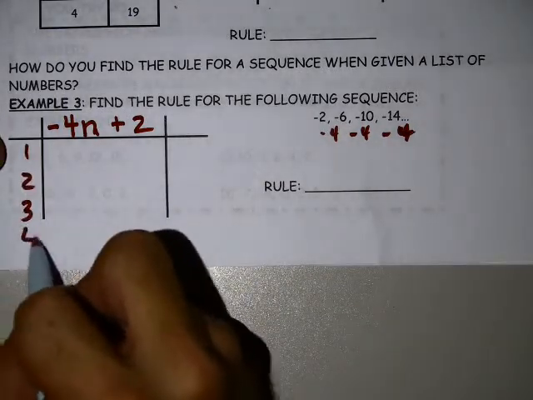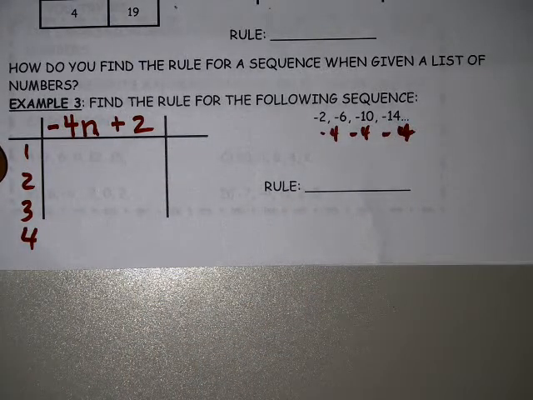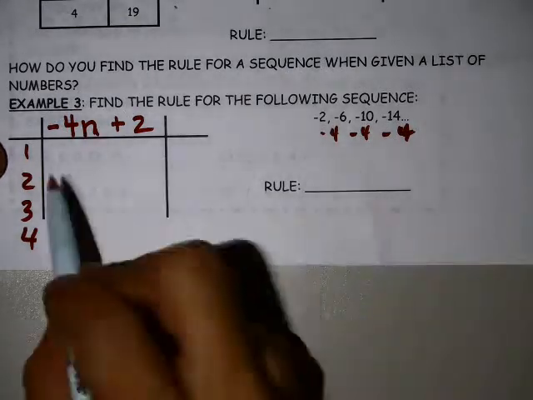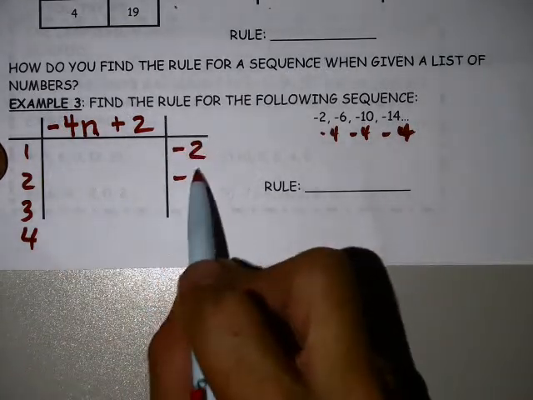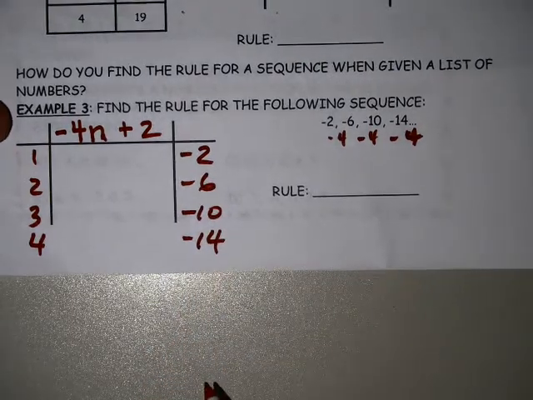Let's just do a few of these real quick. This is why we have to be really good with our adding and subtracting rules, our multiplying with negatives and positives. We have to remember all those rules. Because again, our first number should be -2, then -6, then -10, and then -14.